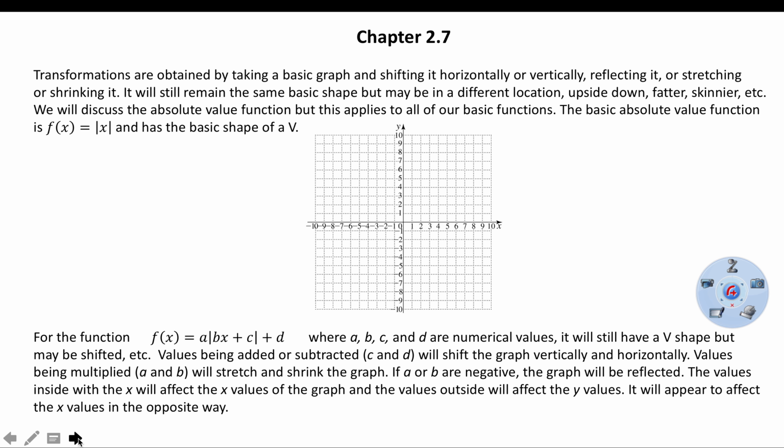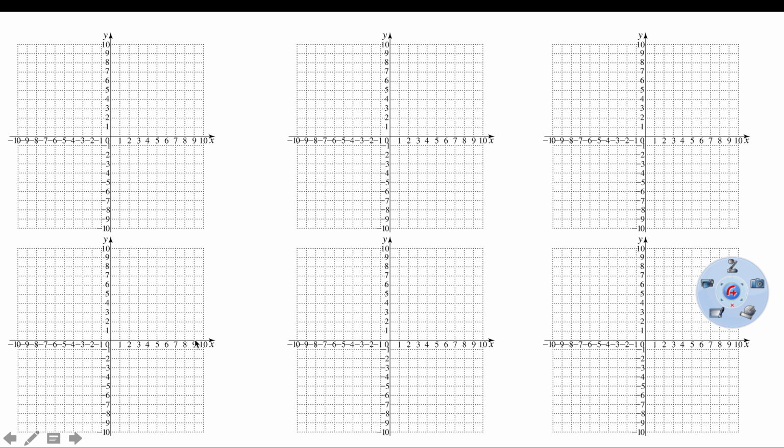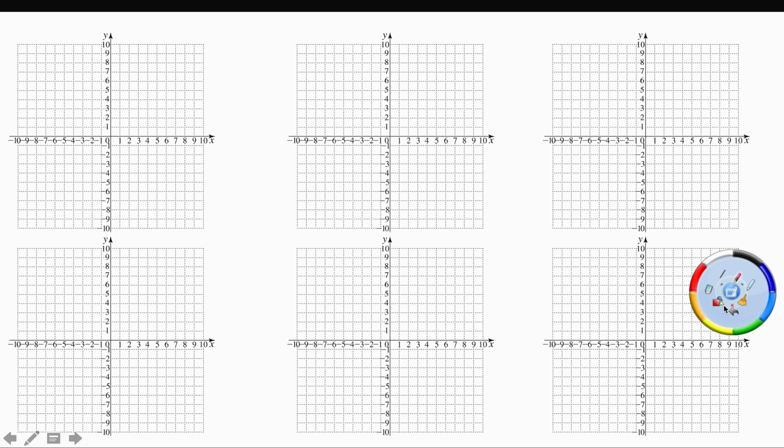All right, so let's do some. All right, let's say we want to graph f of x equals x squared minus 2. Well, I know it's going to be a parabola. It's just going to be shifted down 2 units.